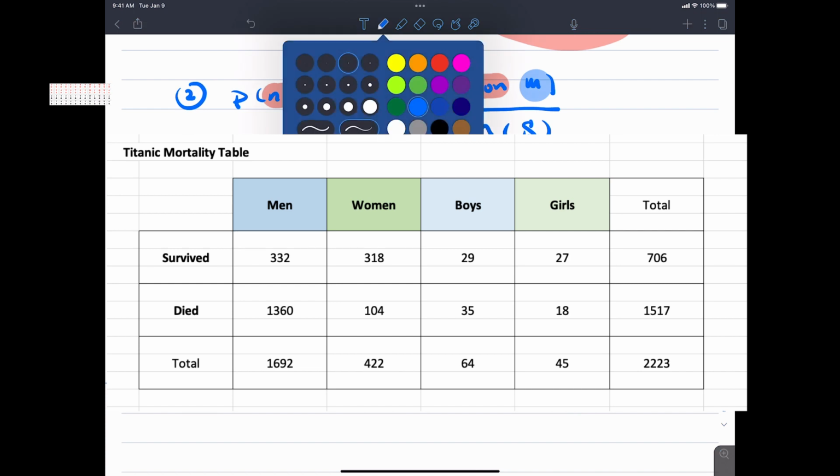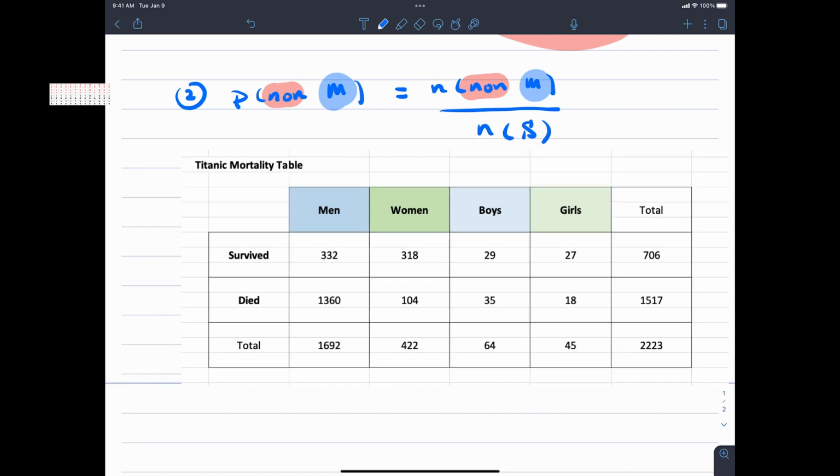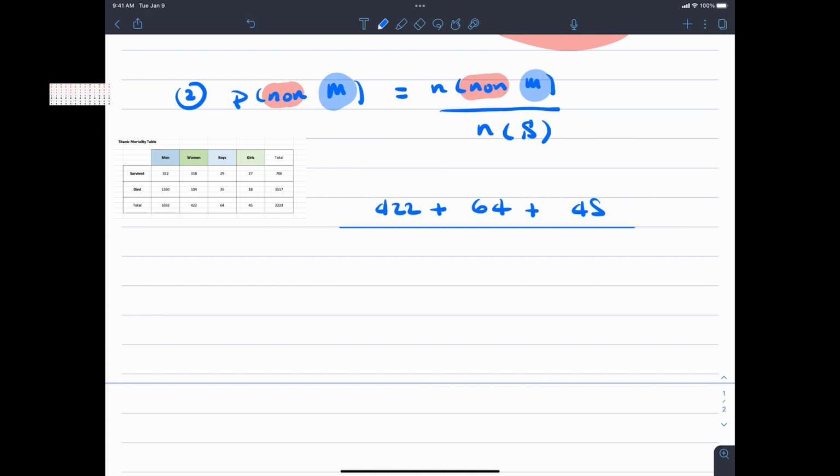So what you'll have to do now is this. I'm writing it down. We're going to say, okay, how many women are on the Titanic? 422. Okay, how many boys? 64. Okay, how many girls? 45. Okay, you guys okay with that? How many passengers? 2,223 passengers.